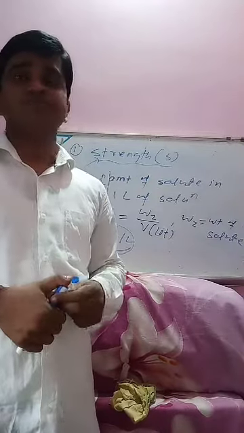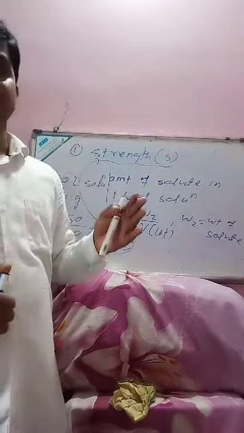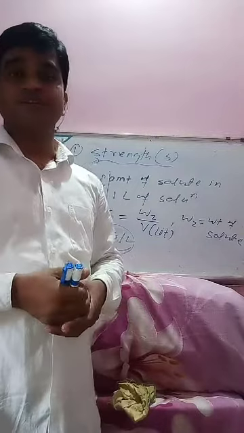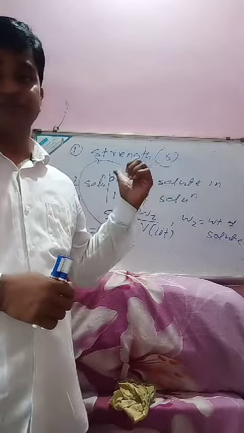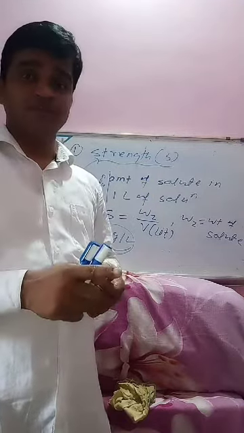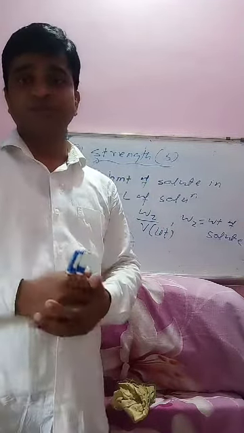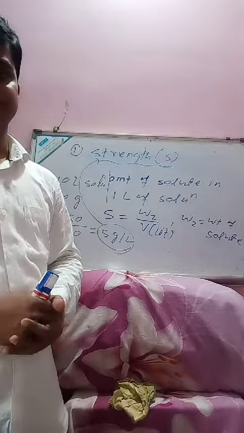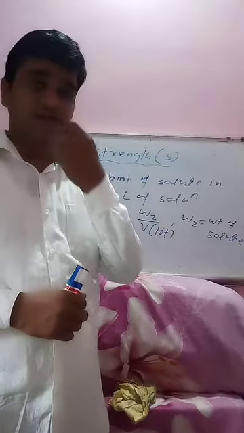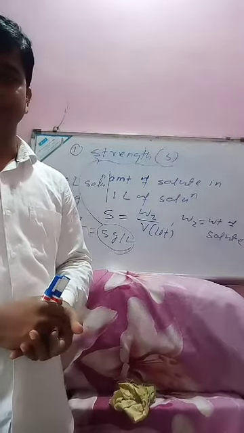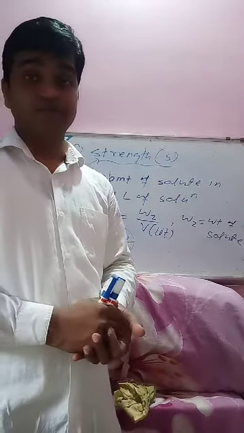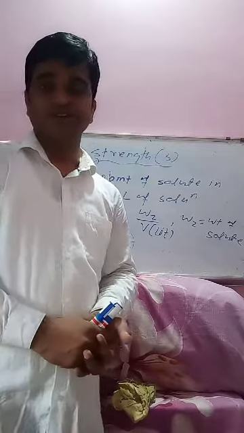The strength means amount of a solute present in 1 liter of a solution. So, just the example I told: if in 10 liter of a solution 50 gram of solute is present, then what is the strength? It is 50 by 10, the solute present in 1 liter of a solution, that is 5 gram per liter. So what is the unit for strength?